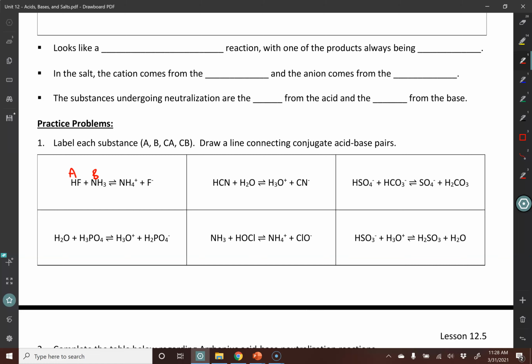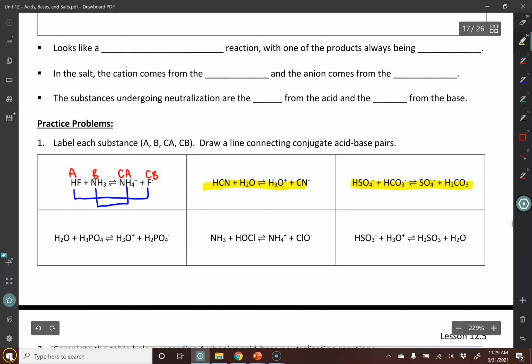And in the reverse reaction, ammonium, NH4+, is donating a proton back to the fluoride ion. So it's behaving as a conjugate acid, making fluoride the conjugate base. I always pair up my acid and conjugate base, and my base and my conjugate acid. Pause the video, try out these next two in the same row, and then we will have the answers posted so you can check your work.